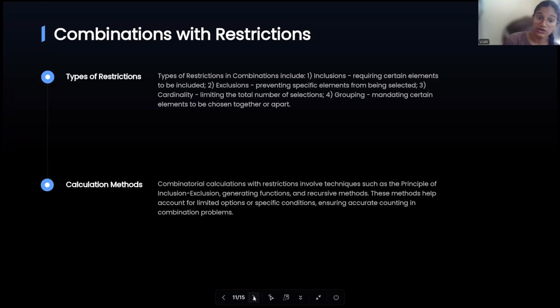Calculation methods. Combinatorial calculations with restrictions involve techniques such as the principle of inclusion-exclusion, generating functions, and recursive methods. These methods help in counting for limited options or specific conditions, ensuring accurate counts in combination problems.